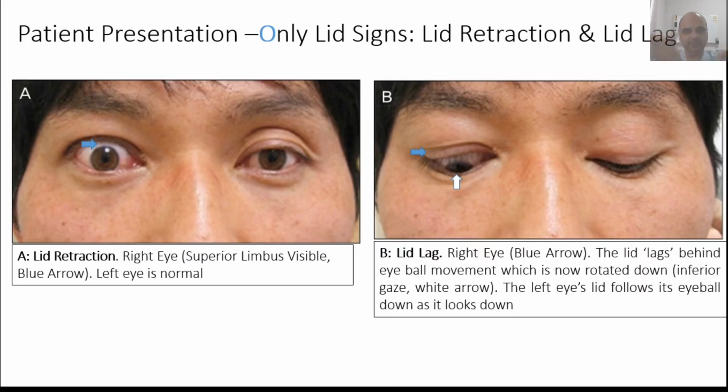The eyeball can right now rotate downwards. Nothing's wrong with that right now. But because of Muller's muscle overactivity, the lid sort of lags behind it. And again, you can see this is very asymmetrical. The left eye is perfectly fine. The left eye shows no retraction. The right eye shows retraction as well as lag.